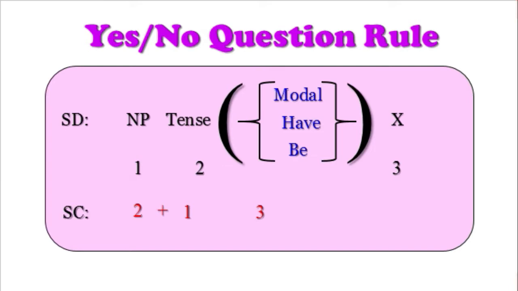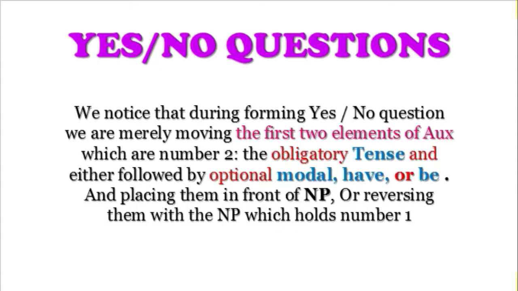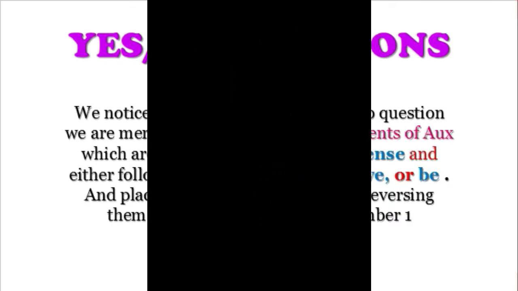Here the parenthesis in our case means that the element is optional, which means we can have just tense, which is obligatory, and not find the modal, have or be. We notice that during forming a yes no question we are merely moving the first two elements of Aux, which are number 2, the obligatory tense followed by the optional modal, have or be, and placing them in front of the NP, or in other words reversing them with the NP which holds number 1.